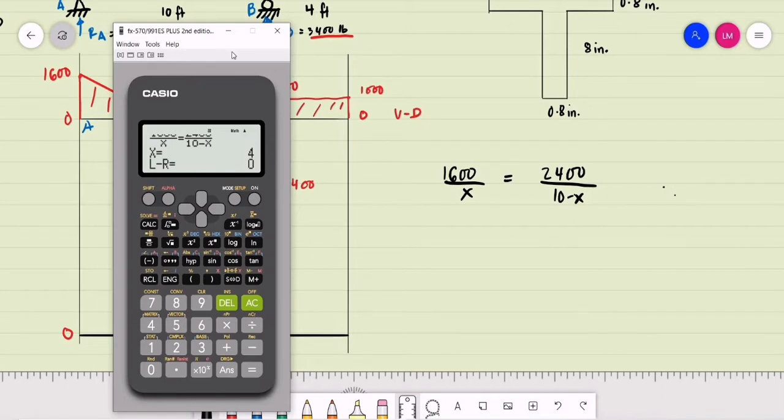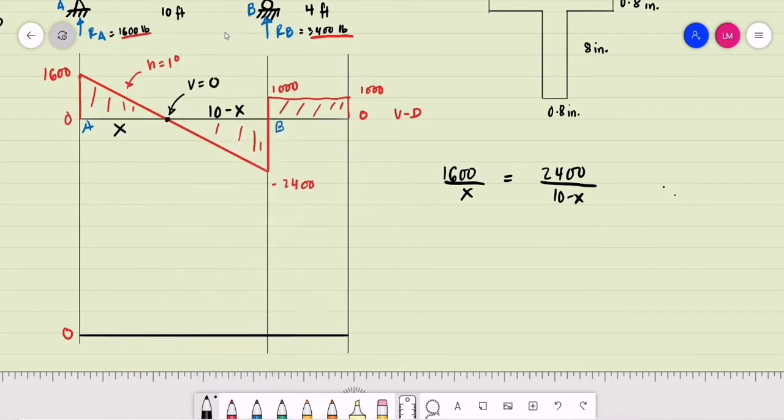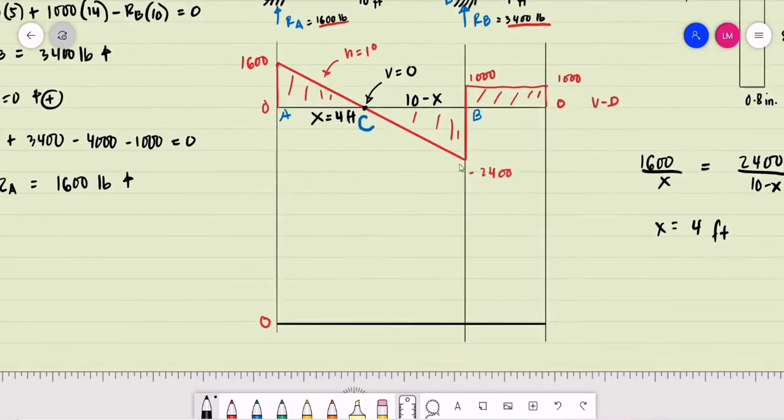So we have the value of x equal to 4 feet. We are to introduce a new name of a point for this zero shear. Let's say this is point C. We have the value of x equal to 4 feet. So what is the moment at C? I'm computing for the moment at C.